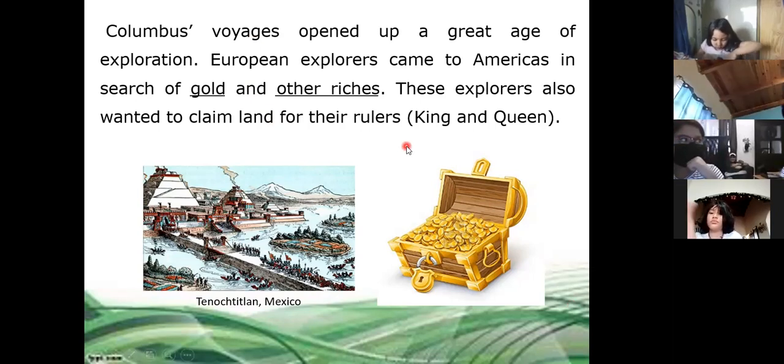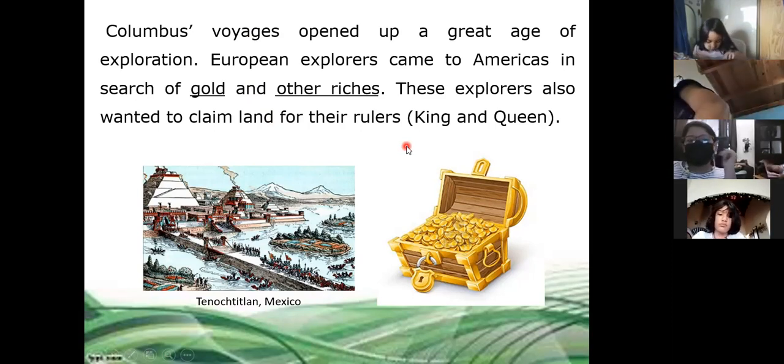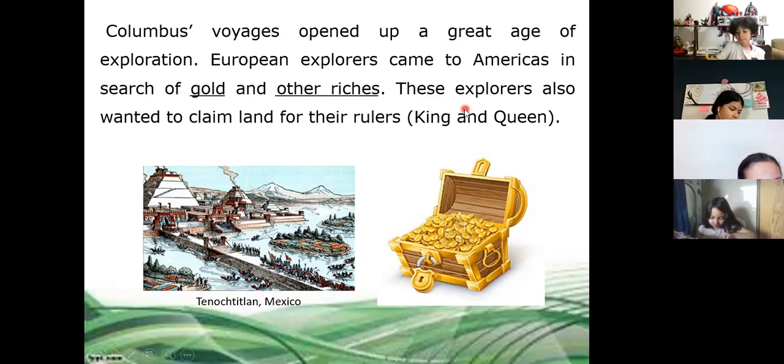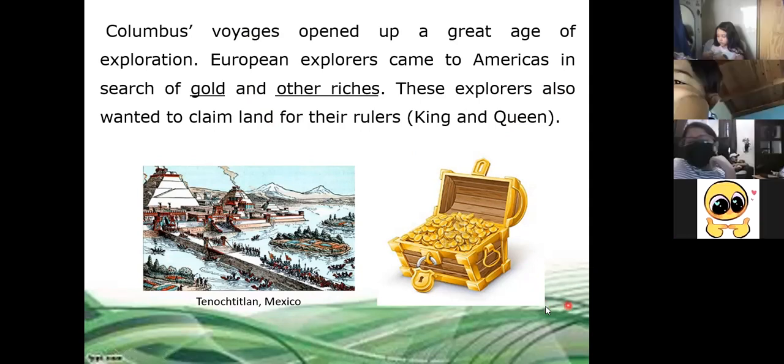Excellent. So what were they looking for, class? These people that were coming from different countries, from Asian and European countries, what were they looking for in America? Gold? They were looking for gold, that's right. They were looking for gold and other riches, different things that they can take to different markets and trade. They can sell them. They can use them to create new things. So they were looking for gold and riches.